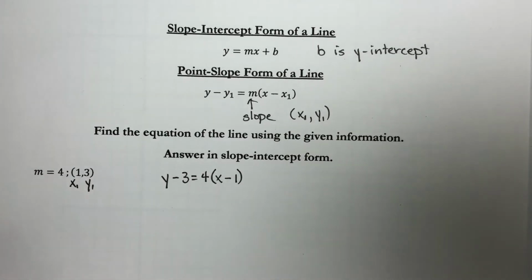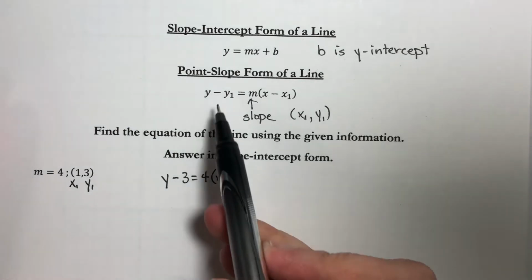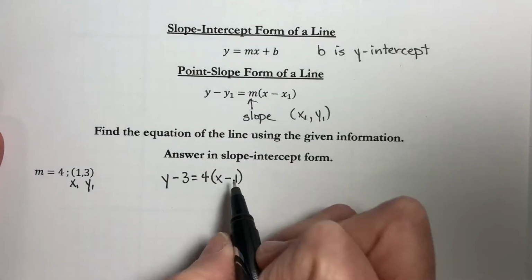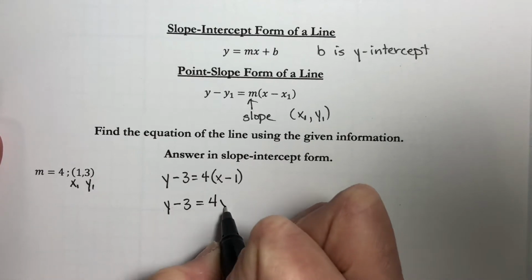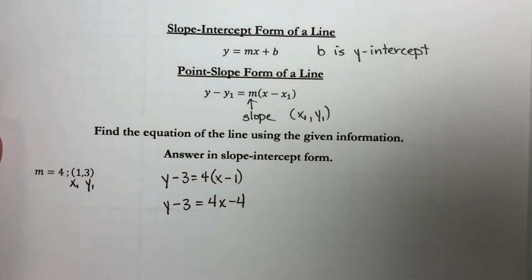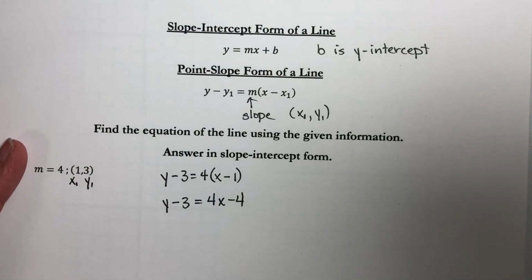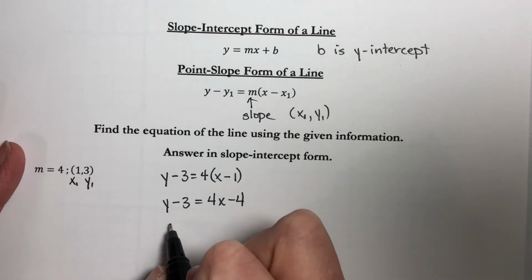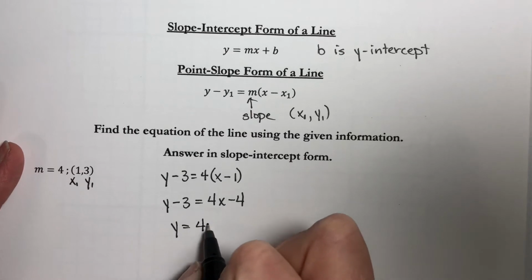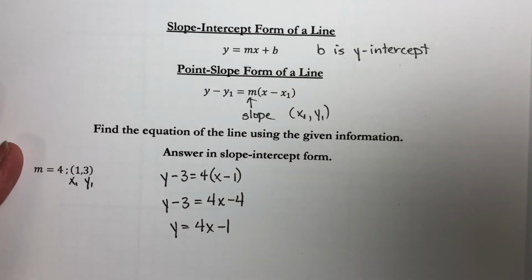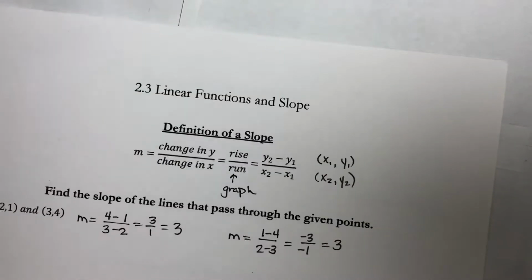So this is likely the first thing you'll have to enter in your answers. And then they want you to simplify this, which just means solving it for y. So I'm going to distribute the 4. Y minus 3 is equal to 4x minus 4. Now add 3 to both sides. Y is equal to 4x minus 1. And that will be our answer. Okay.